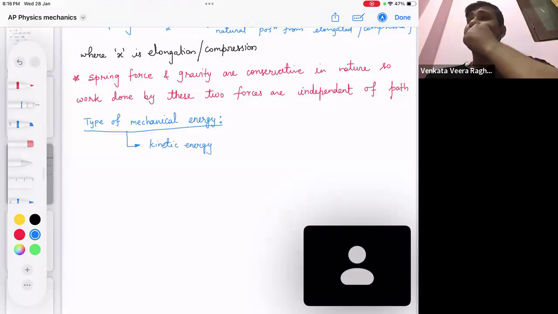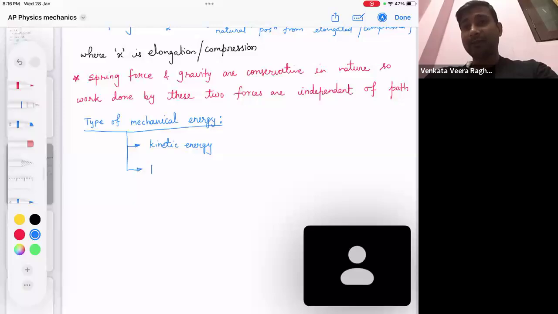What is the kinetic energy? It is the energy a particle has because of its velocity. If a particle has some velocity, it will have some kinetic energy. And the second type of mechanical energy a particle can have is the potential energy.